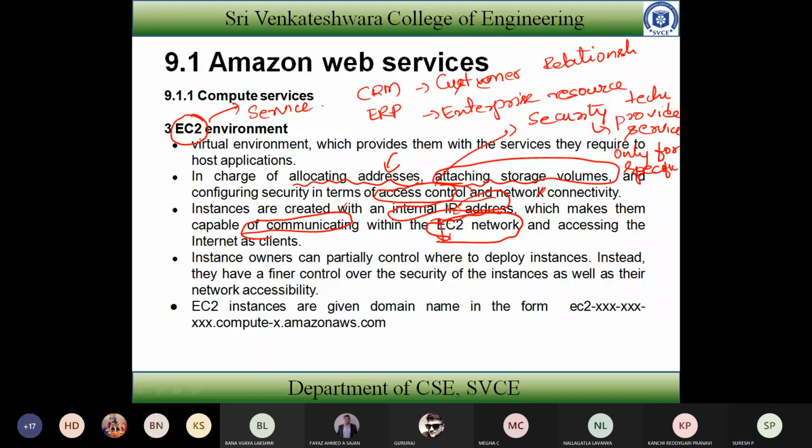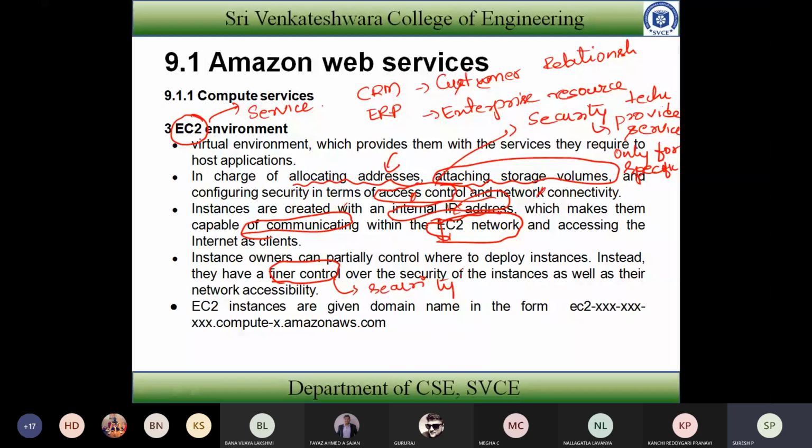Now, whatever the instance owners are there will have partial control over where to deploy instances. Instead, they will have the finer control over the security of the instances. What finer control means is the deeper control you are going to have over the security. So with respect to security, they have the finer control, while when it comes to deploying instances, they have only partial control.